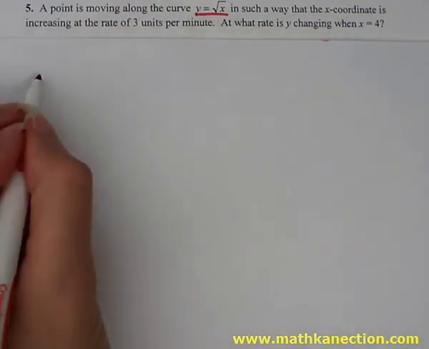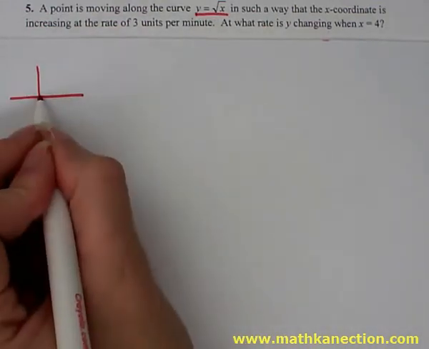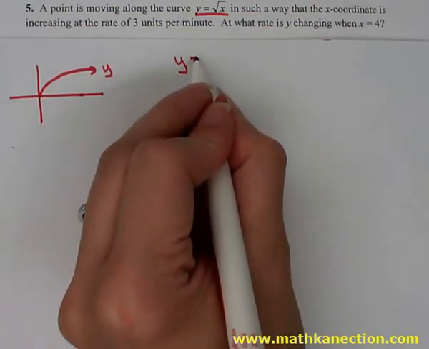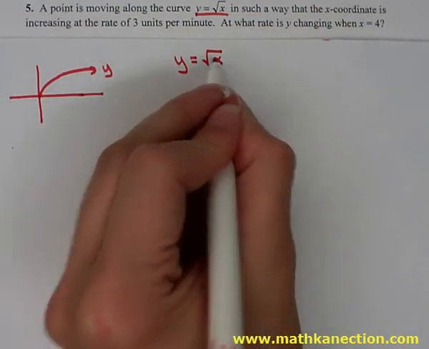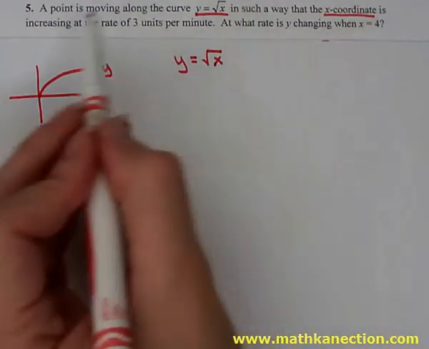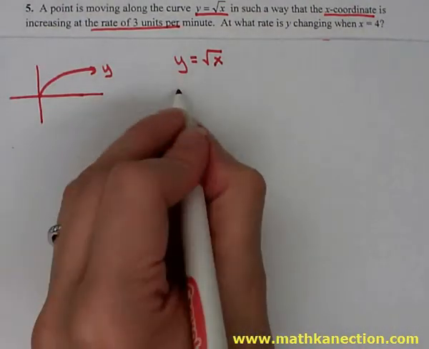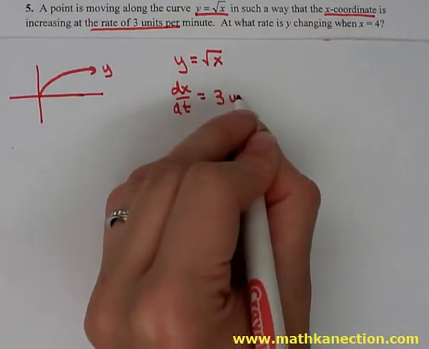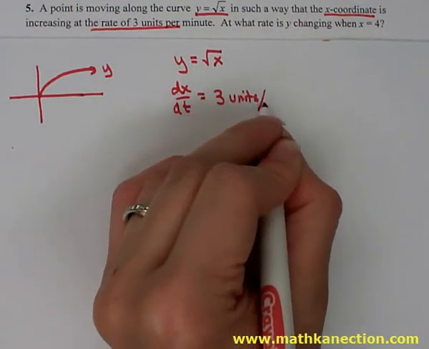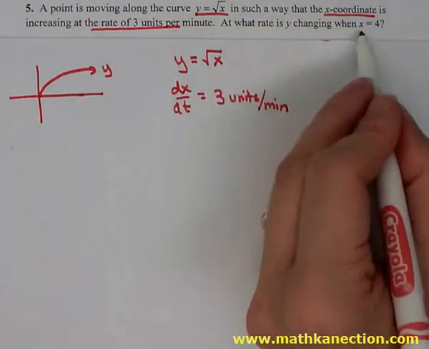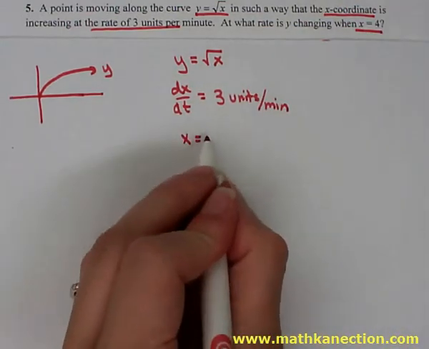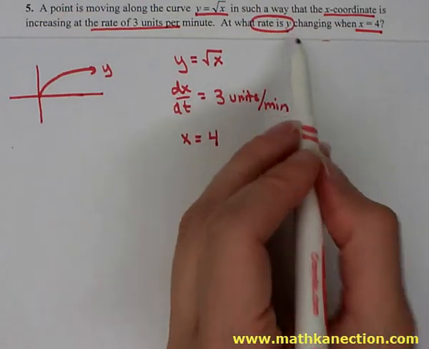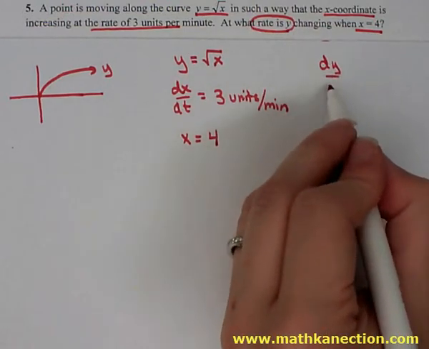We have a point moving along a curve, y is equal to the square root of x. So to draw an image of that, square root of x. And the x-coordinate is increasing at a rate of 3 units per minute. So the rate of x, which is dx dt, is equal to 3 units per minute. Given information says x is equal to 4, so we're down on x equals 4. Question asks what's the rate at which y is changing. So we're looking for dy dt, the rate of y.